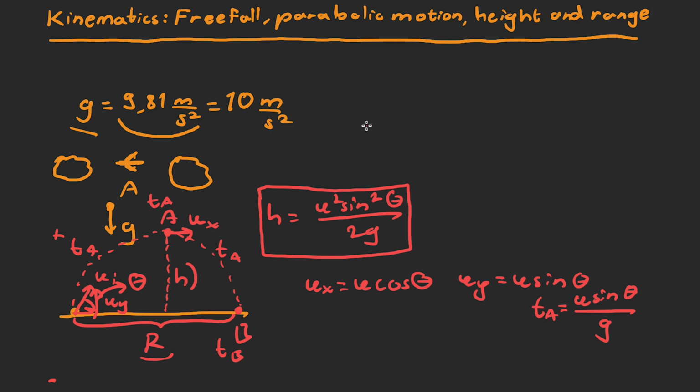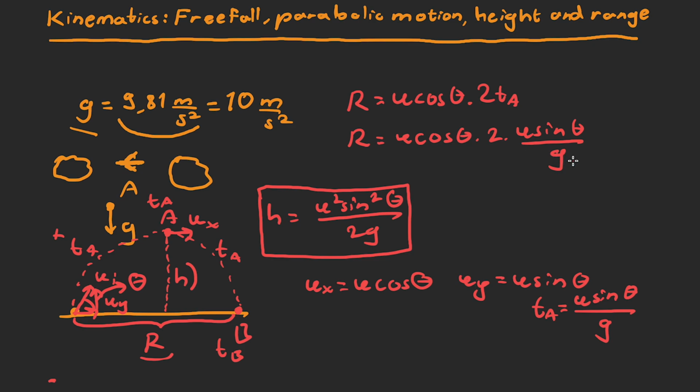Using that fact, we can define range by saying this. We can say that range is equal to our initial velocity, which is v cosine theta, the horizontal initial velocity, times 2TA. And we don't have anything else because we don't have an acceleration on the positive side or on the negative side. This is the horizontal axis. We can open that up a little bit though, and we can say that v cosine theta times 2 times v sine theta divided by g is equal to our range.